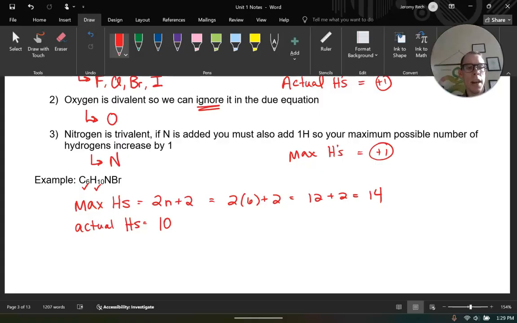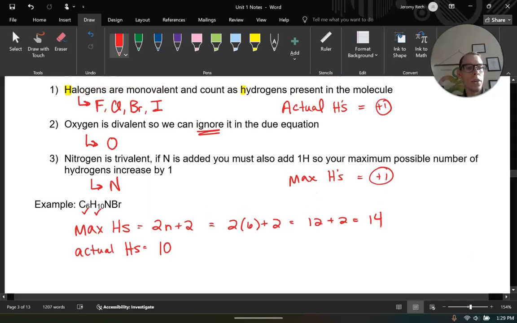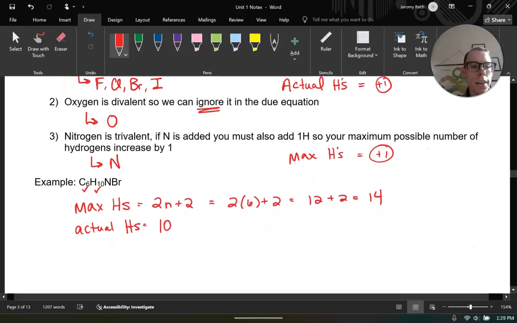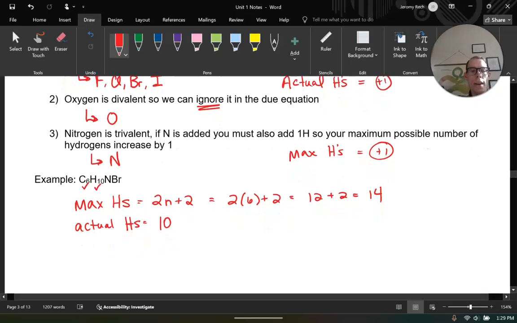However, we do have a nitrogen and we do have a bromine that we have to take into account. So this is where these extra 3 rules come into play. We have no oxygen, so we're going to ignore that. Let's do our nitrogen first. For our nitrogen, we're going to add 1 to our max for every single nitrogen. We have exactly 1 nitrogen here, so we're going to add 1 to our max. This plus 1 is from our nitrogen, meaning we can actually hold 15 instead of 14 because of that nitrogen. And therefore, we've accounted for it.